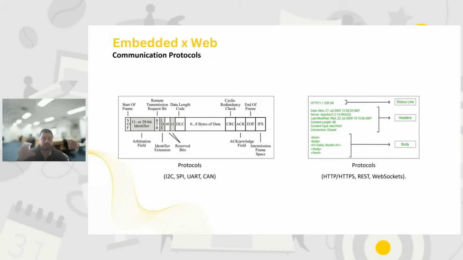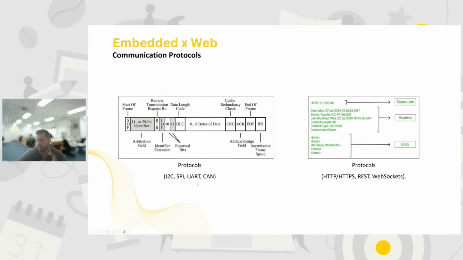Protocols are the rules to communicate. For example, here we have a CAN frame. This is a frame of the CAN protocol of embedded, and the CAN protocol says, okay, the first part is for SOF, the second part is for identifier, the third part is for RTR. And this is the CAN protocol logic.